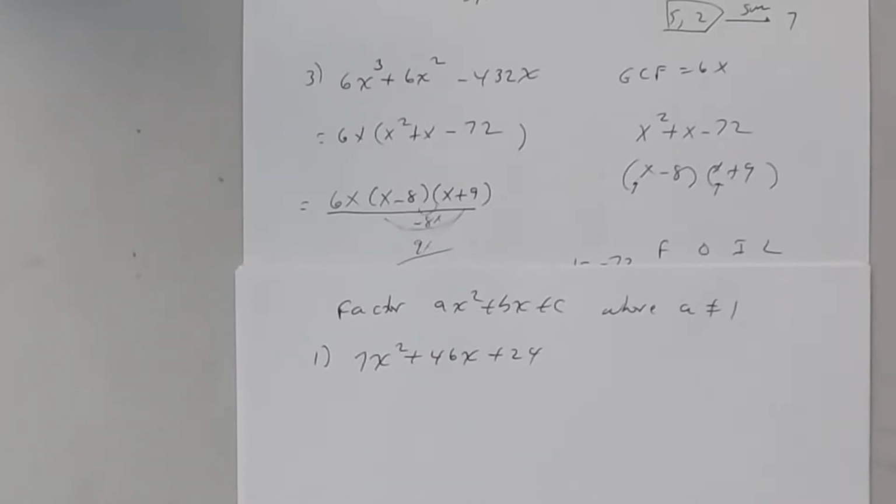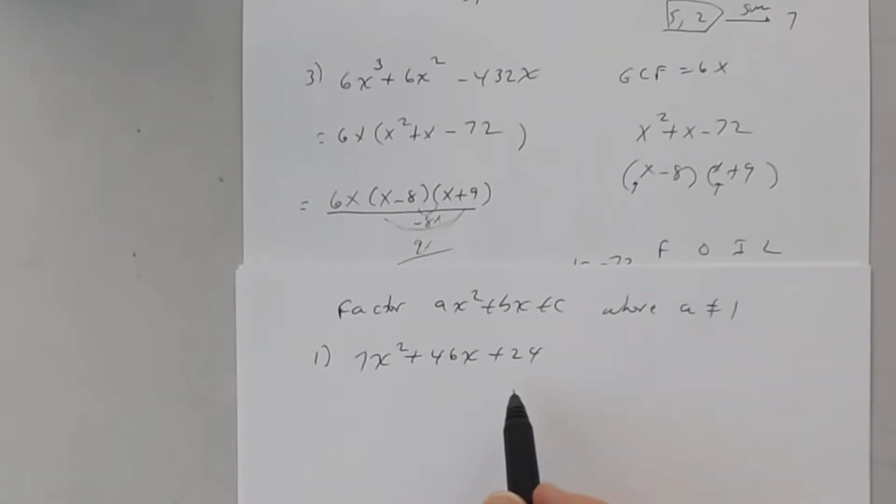All right, now, first of all, make sure it's in descending order. Does that help? Is this in descending order? Yes, it is: x squared, x, and your constant. Remember, descending order is where you start from the largest exponent to the constant. So my exponent here is 2, my exponent here is 1, and there's my constant.